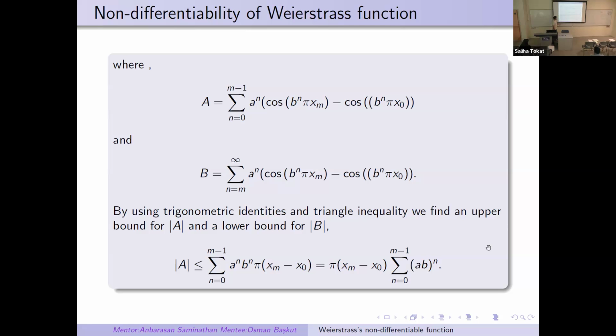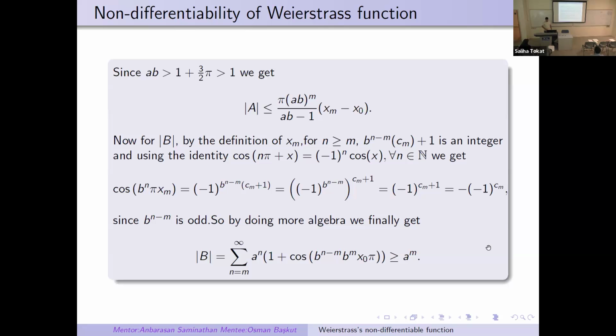After doing some operations on the finite sum and using trigonometric identities and the triangle inequality, we get this bound for A. Also, since this is a finite sum, we know it is convergent, and we go to the next step. Since we know all this, we finally get the desired upper bound for A. Now for B, it's a little bit harder.